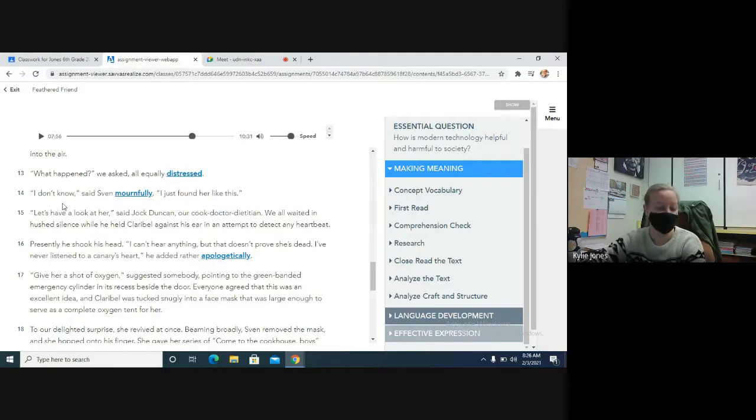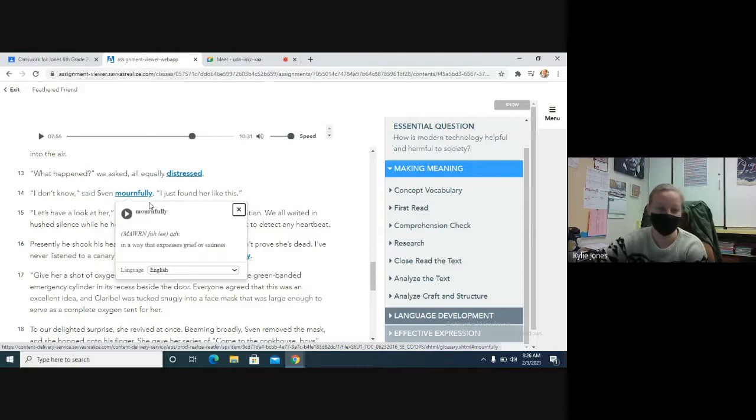And then Sven says, I don't know, and he's very mournful. What does mournful mean? If you think full of mourn, yes, but what does mourning mean? What does it mean to mourn something? It means to be sad. Mournfully means that you're sad about it. It's grief or sadness. So when someone dies, usually you're mourning them. You're sad. You have a lot of grief about it and things like that.